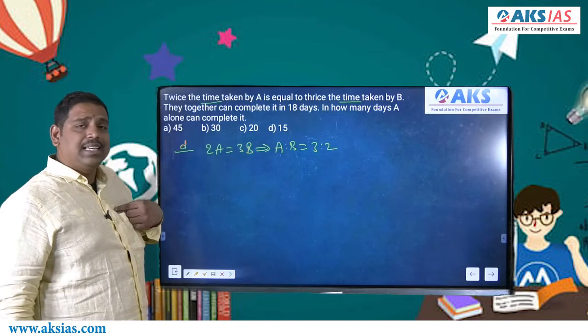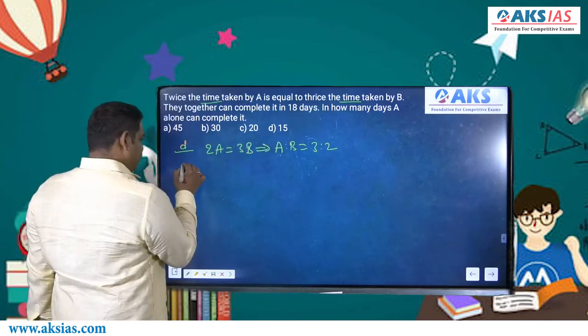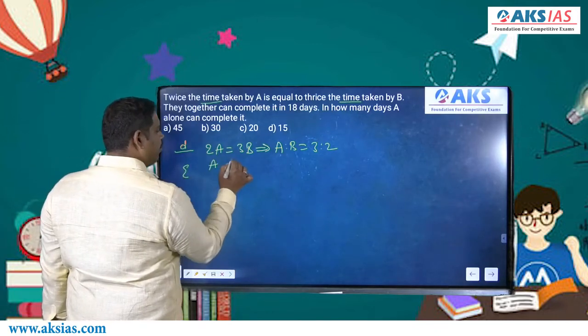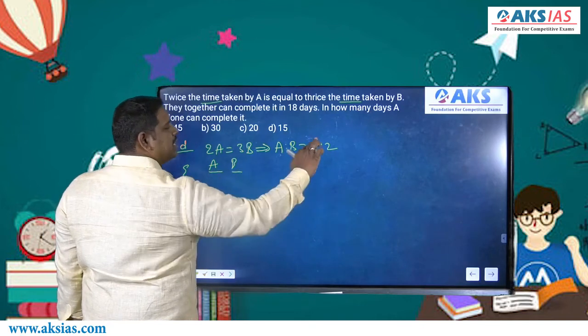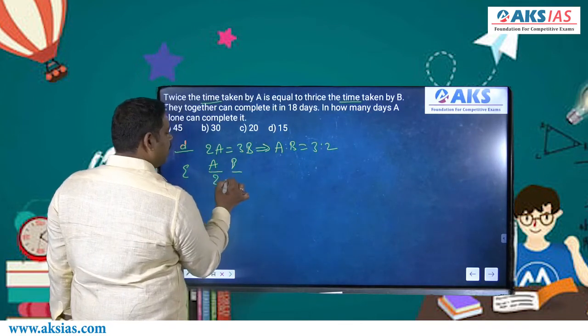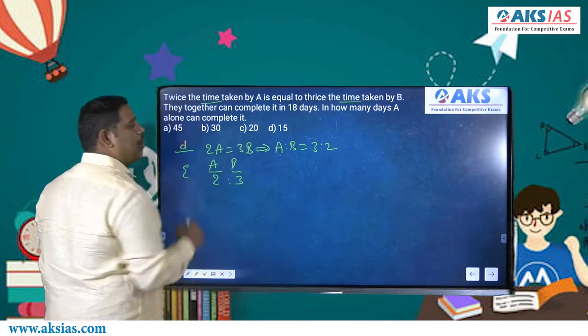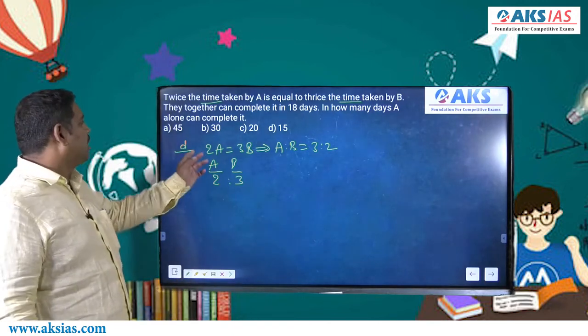But what we require is efficiency. So from the efficiency point of view, the A is to B ratio reverses. Reverses means how much it will be? 2 is to 3. Now let's come here.